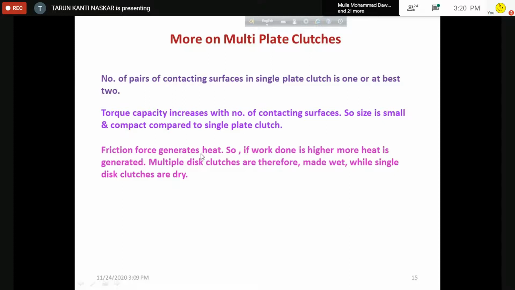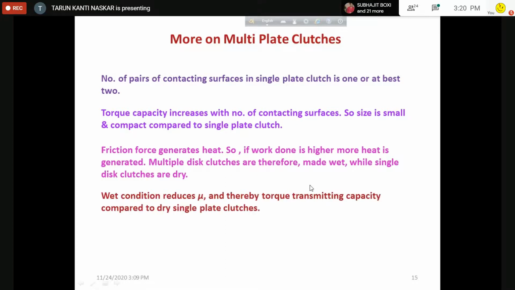Friction force generates heat, obviously. So if work done is higher, more heat is generated. Multiple disc clutches are therefore made wet, while single disc clutches are dry. Why wet? Because if there is some fluid, if it is wet, then it can control that generation of heat.